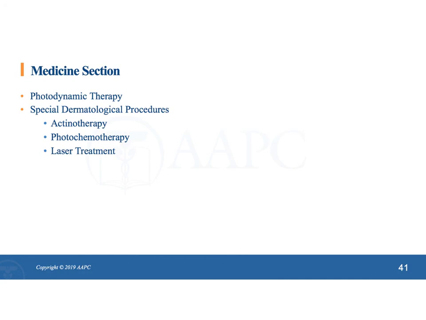Actinic therapy involves exposing the patient's skin to ultraviolet light to treat skin disease such as acne. Photochemotherapy combines light, photo, and chemicals to deliver an effective treatment. Laser treatment for inflammatory skin disease such as psoriasis involves the use of a beam of laser light concentrated on active psoriatic skin plaques.